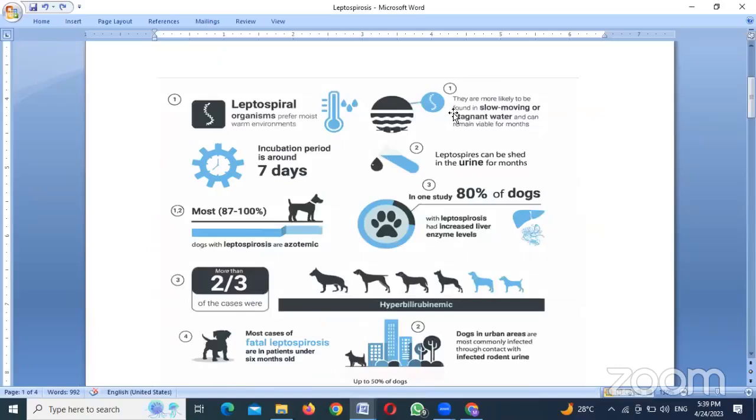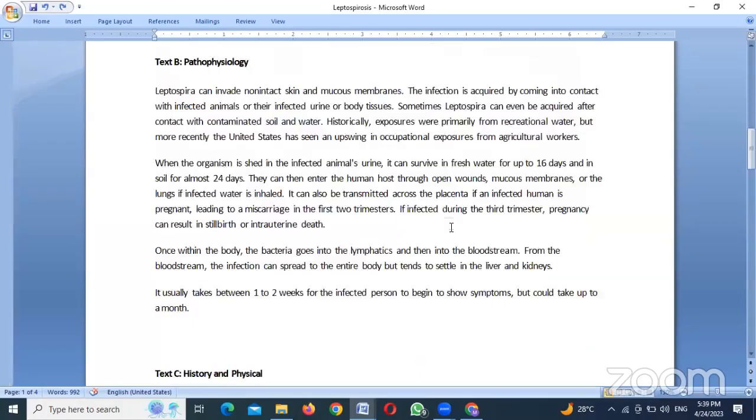Then they're talking about general information: the leptospirosis organism, incubation period, where they live, how it infects and when it is fatal, dogs in urban areas, these things. Here they're talking about pathophysiology, how it spreads. It comes with contact to skin from urine, and then it goes to water and then to organisms. So this is the pathophysiology, okay?